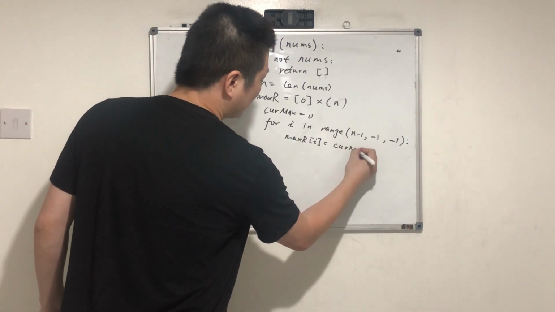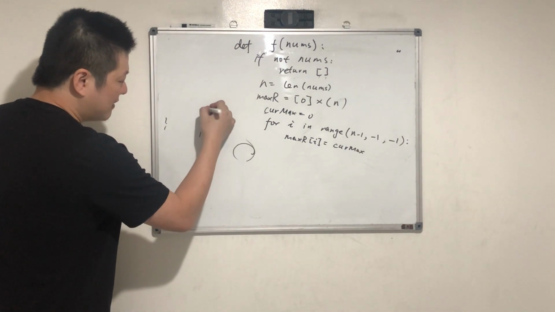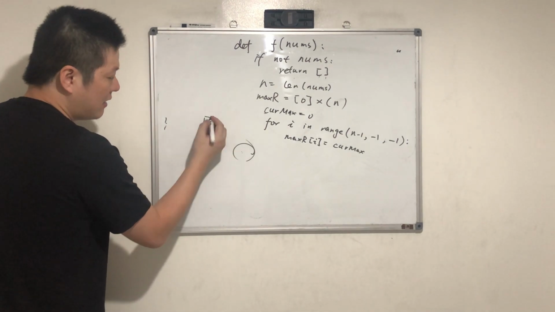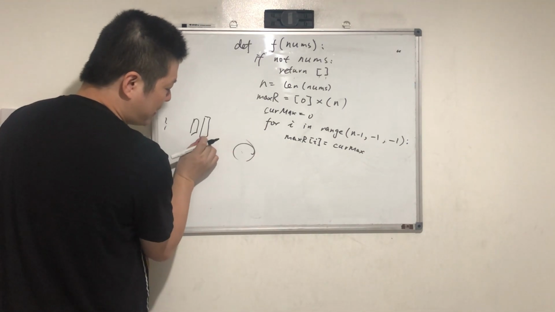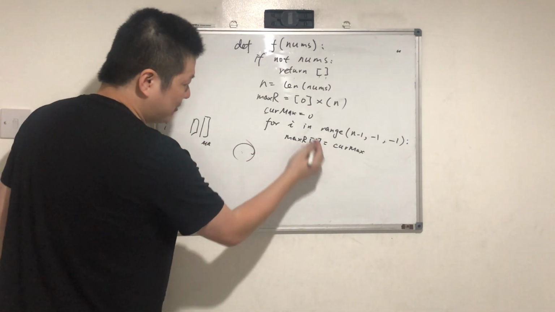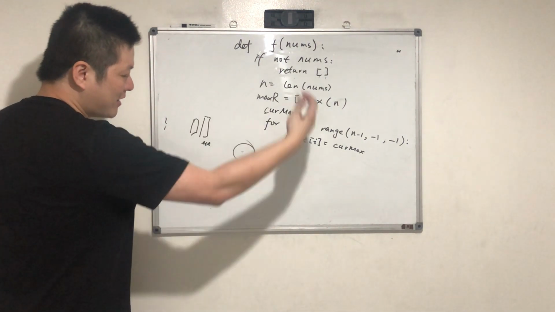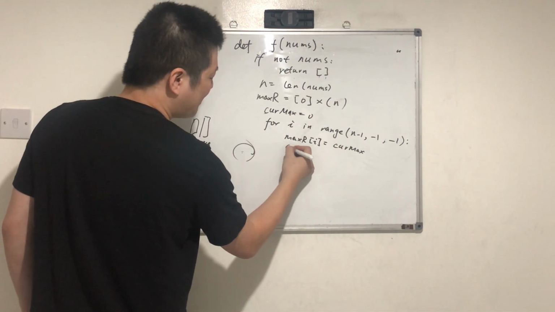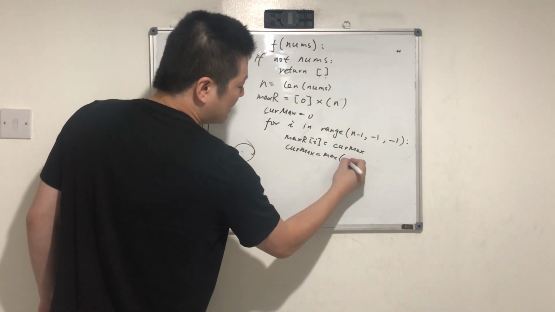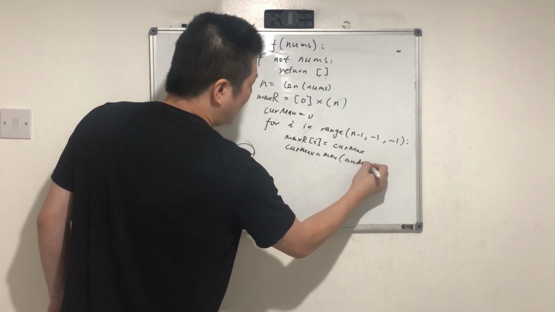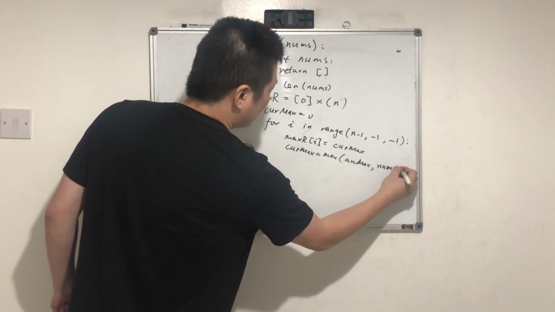Then max r at i will be equal to current max. Look, the rightmost building: on its right is the ocean, so its max right will be 0, because it can always see. It doesn't have any building on the right. Then current max equals max of current max and nums at i. Does it make sense?